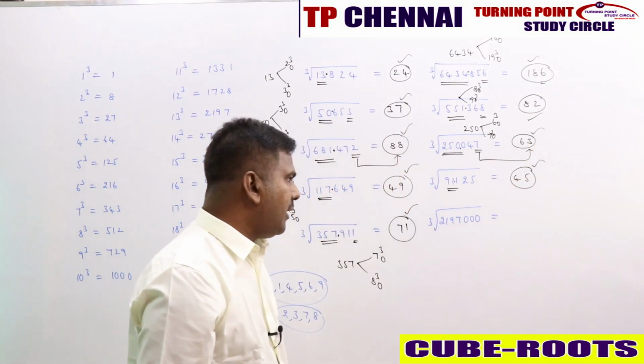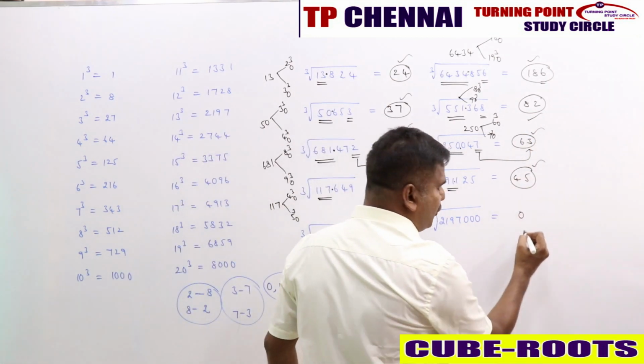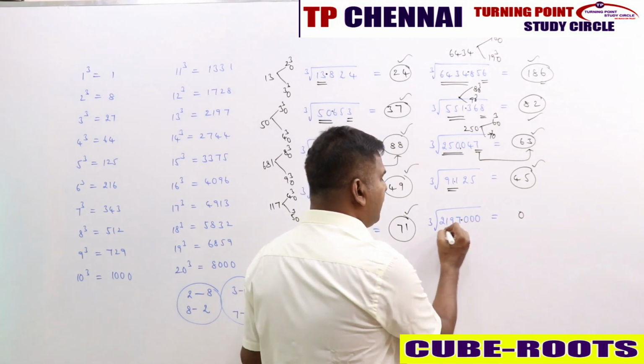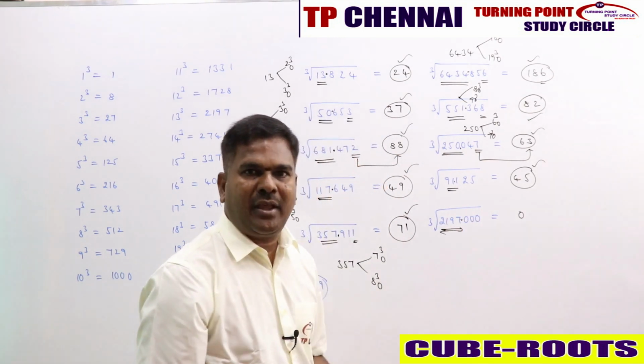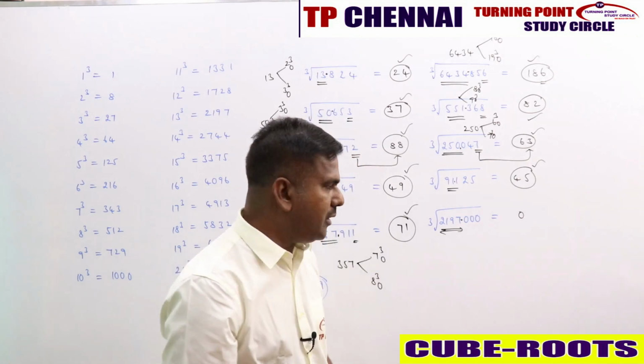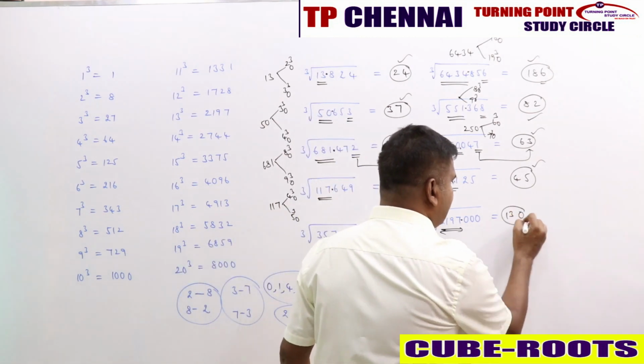The last one here, ending with 0, as usual 0. Put a dot after 3 digits. 2197. Hope you remember, typical one, 13, right? So 13 cube, the cube root is nothing but 130.